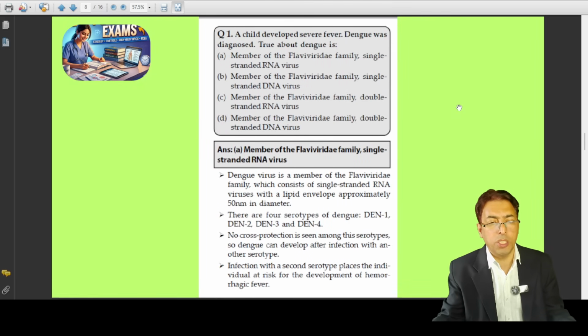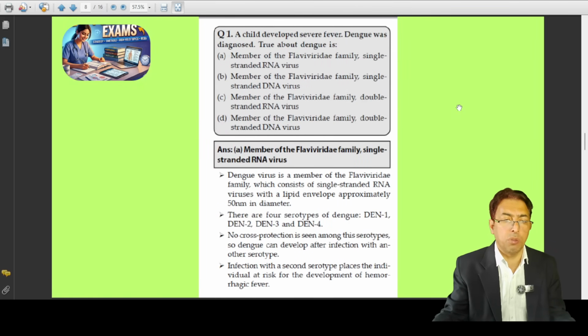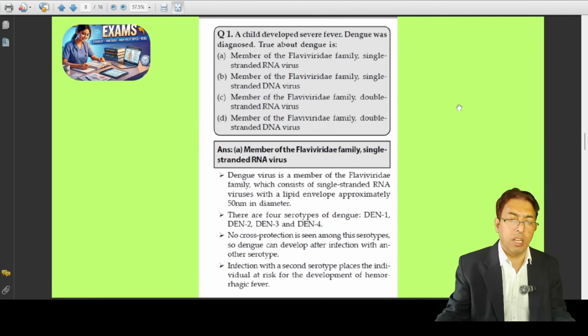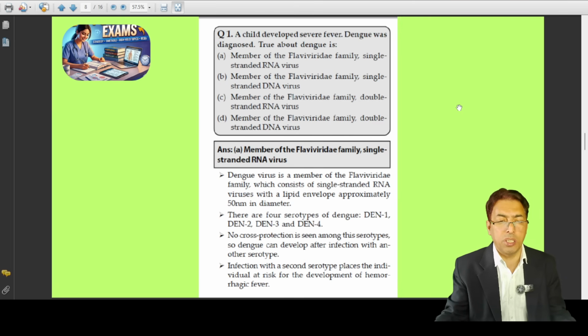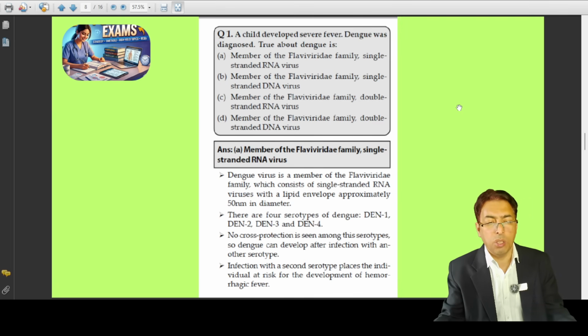Now, microbiology. A child develops severe fever, dengue was diagnosed. What is the classical feature of dengue? What type of a virus is it? What family does it belong to? So it is a member of the Flaviviridae family, a single-stranded RNA virus.